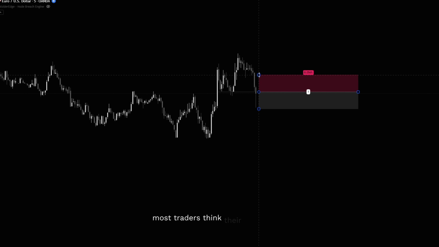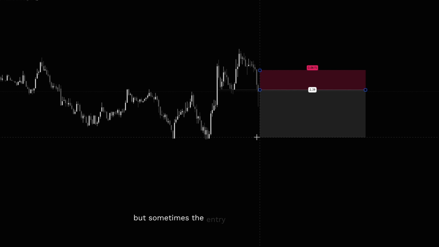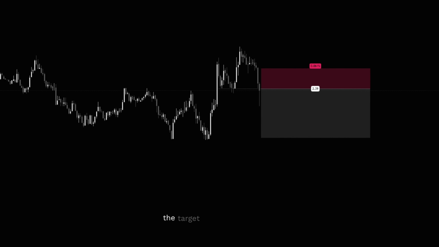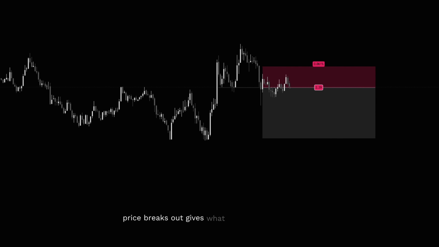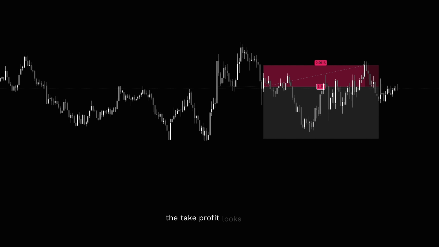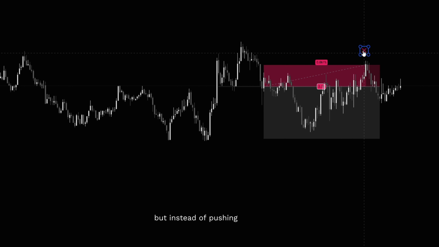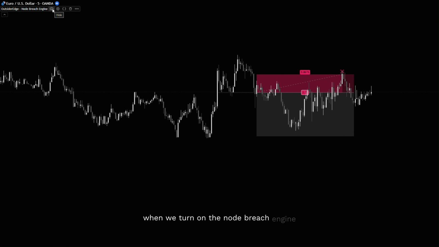Most traders think their trade failed because their entry was bad. But sometimes the entry was not the problem, the target was. In this example, price breaks out, gives what looks like a clean retest, and you take the short. The stop loss makes sense, the take profit looks realistic, but instead of pushing into your TP, price reacts, rejects, and stops you out. Now watch what happens when we turn on the node breach engine.